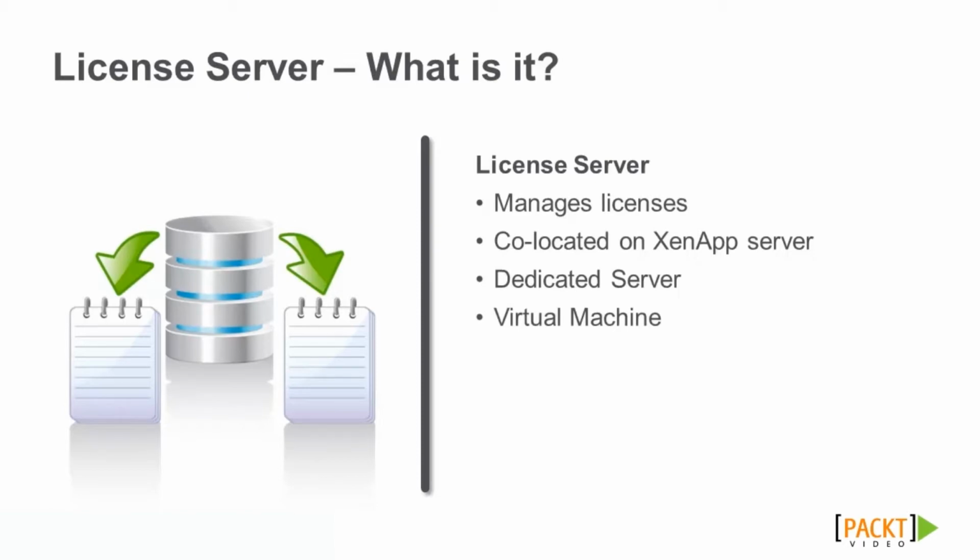Citrix products, such as XenApp, request licenses from the license server when a user attempts to connect to XenApp. The XenApp server sends a request to check out a license from the license server on behalf of the user, and when the license is successfully checked out, the user can run the application from XenApp.